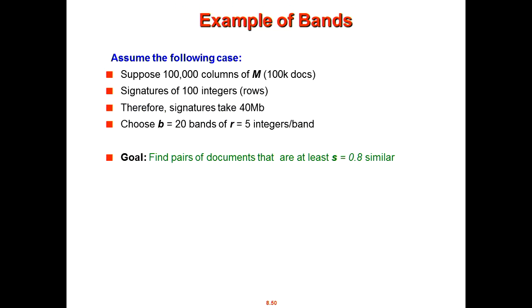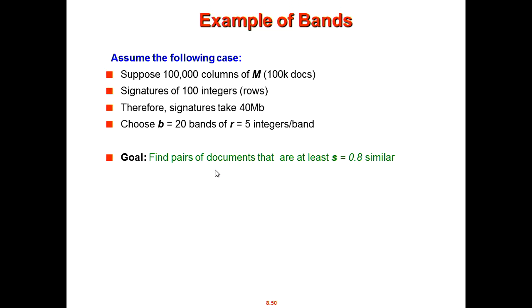And so there are some examples. Assume that we have the following case. Assume we have 10,000 columns of M, so we have 10,000 documents. And we have a signature of 100 integers, which means we have 100 hash functions. As a result, the signature will take 40 megabytes. And we choose B to be 20, so we have 20 bands. As a result, there are 100 rows in total, so each band has 5 rows. So there are 5 integers in each band.